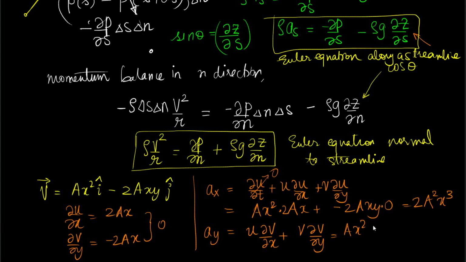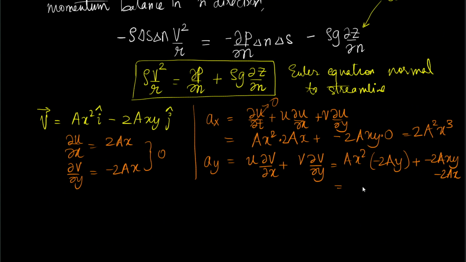So del v del x is minus 2ay, plus v is minus 2axy, del v del y, which is minus 2ax. So this comes out to be minus 2a square x square y plus 4a square x square y. Let us in fact find everything out at the point x equal to 1 and y equal to 3.